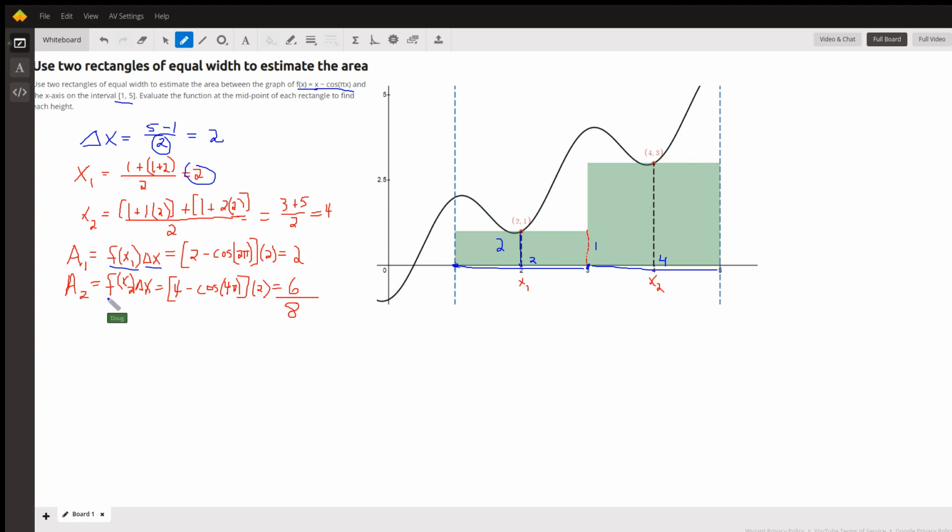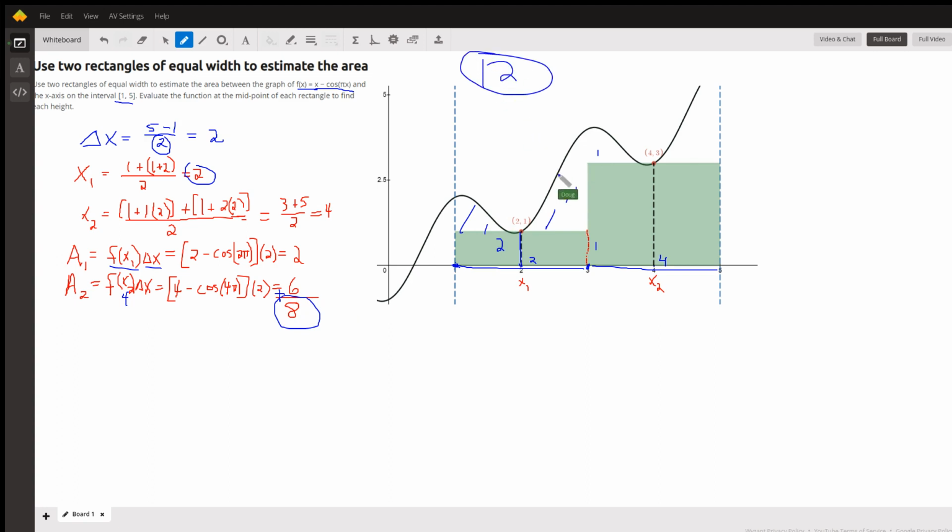And following a similar pattern, if I put 4 in for x sub 2 into the function, I'll have 4 minus the cosine of 4 pi, which is 4 minus 1, which is 3. 3 times 2 is 6. And if we add these two areas together, that's our estimate. Turns out the true area is 12.